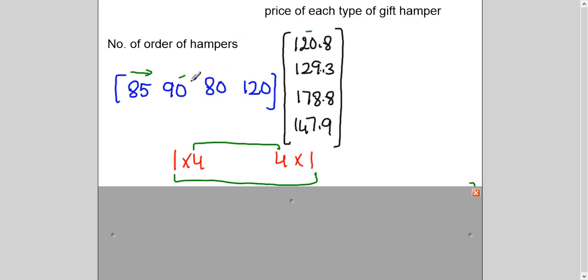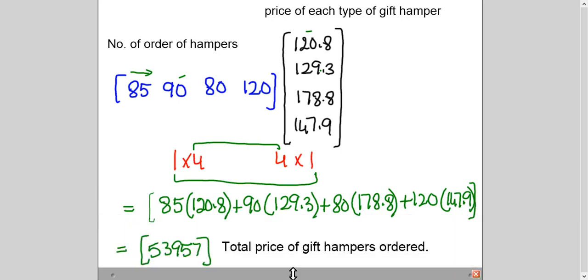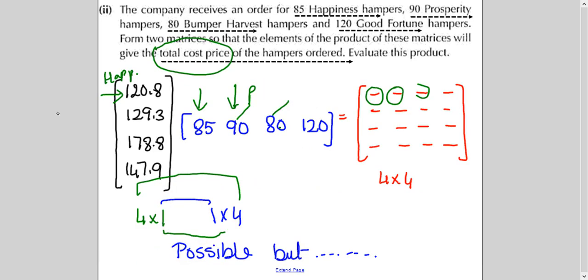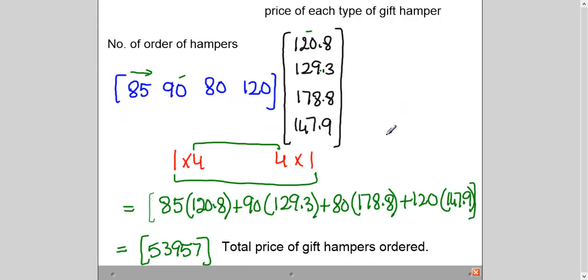That makes sense because this is the price of one prosperity hamper, and these are the number of order for prosperity hamper. So you see, now it is making sense. So when you will multiply and add it up, you will get the total price of gift hampers ordered. So when you're multiplying, please use common sense also. Do not just say, oh, multiplication is possible, so let's continue. For example, here it was possible, but not making sense according to the question. Otherwise, in any case, this is totally wrong because what are these numbers representing?